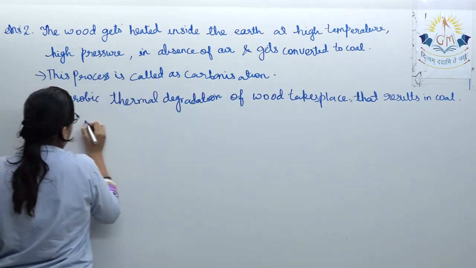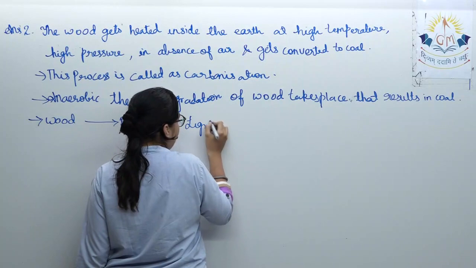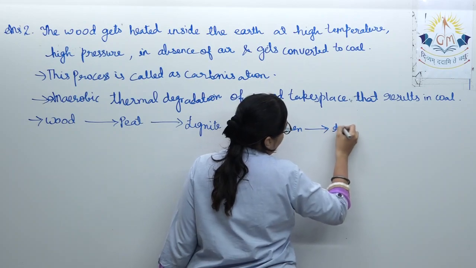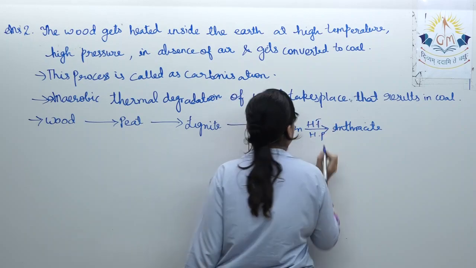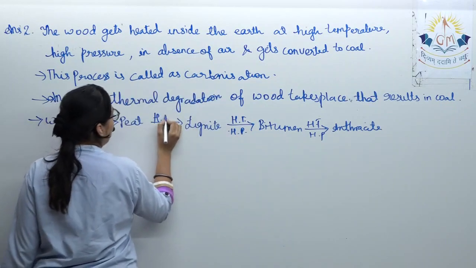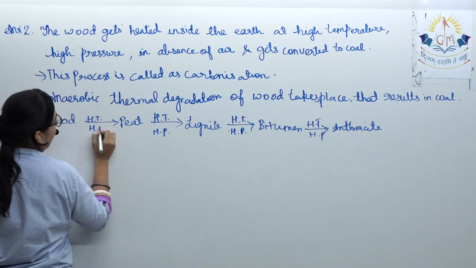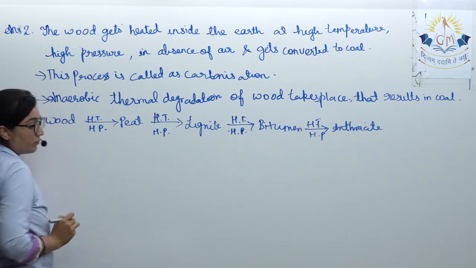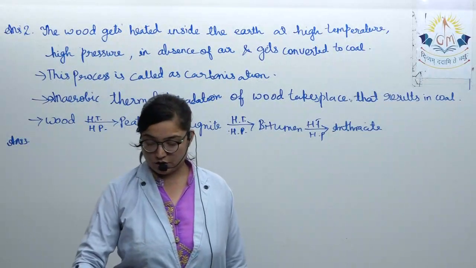Wood gets converted to peat, then to lignite, then to bitumen, then anthracite. Everywhere we have high temperature and high pressure. The more the temperature, the better the quality. The more the pressure, the better the quality of coal obtained. So this is about the next answer. Now moving on to the next question.